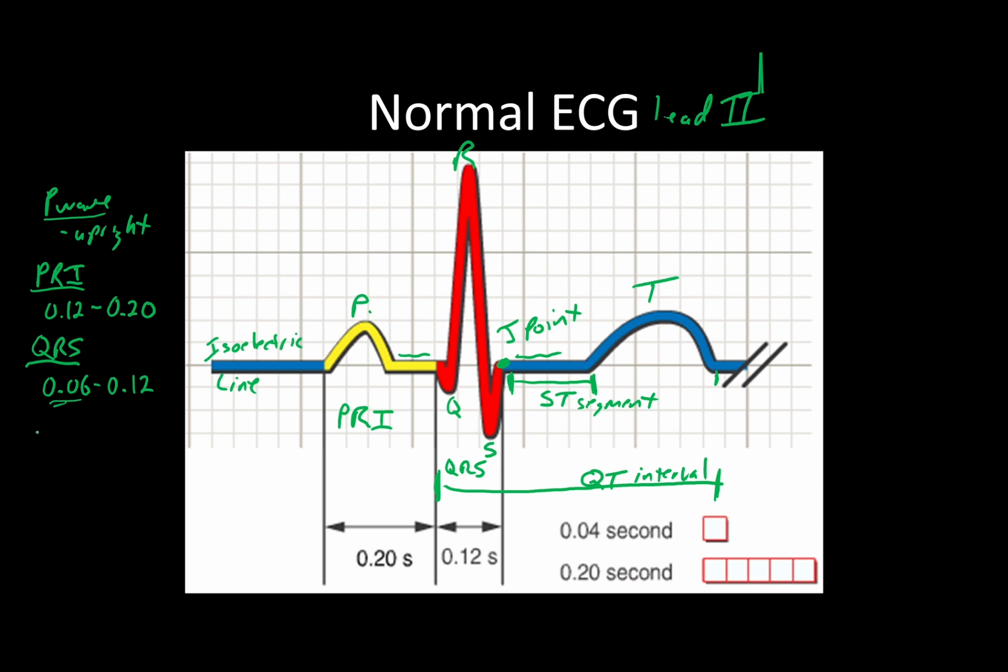Last but not least is going to be your QT interval. Your QT interval in a normal healthy adult should be anywhere in the range of 0.36 to 0.44. If it's longer than that, you've definitely got a problem. If it's more narrow than that, not necessarily an issue. We tend to be more concerned about when it's too long. Other important items I want to add.